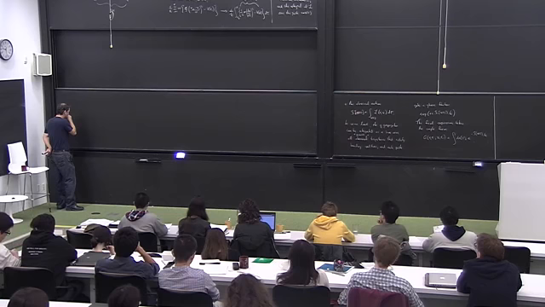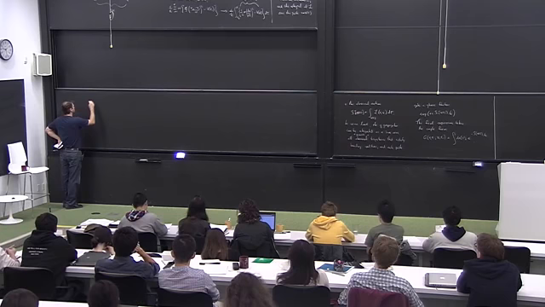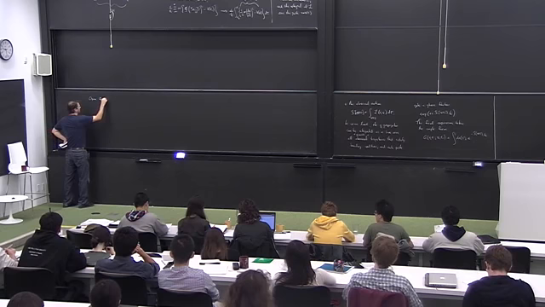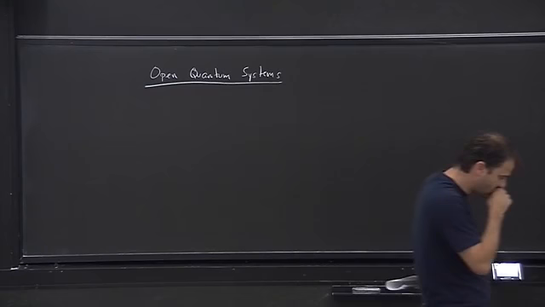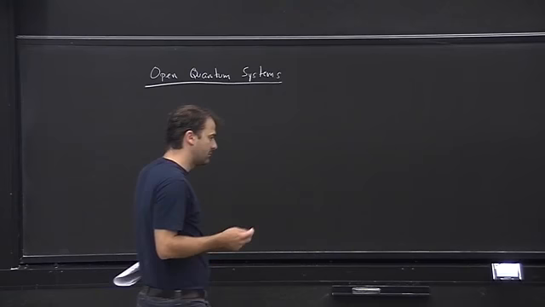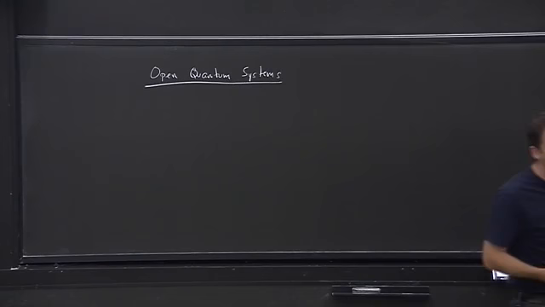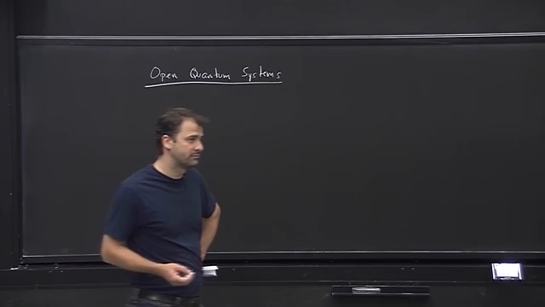I'm going to discuss treatment of open quantum systems, and this will tie into a question that was asked after last class: if the Schrodinger equation satisfies the Markov property, and quantum mechanics is the fundamental theory, how can we get non-Markovian behavior in everyday life? How is that even possible if the underlying theory is Markovian?